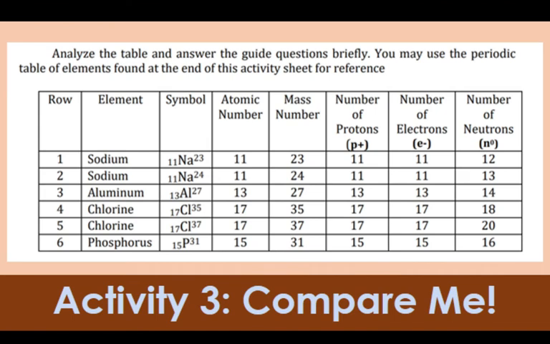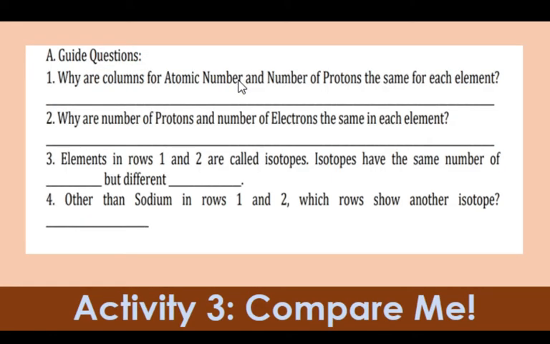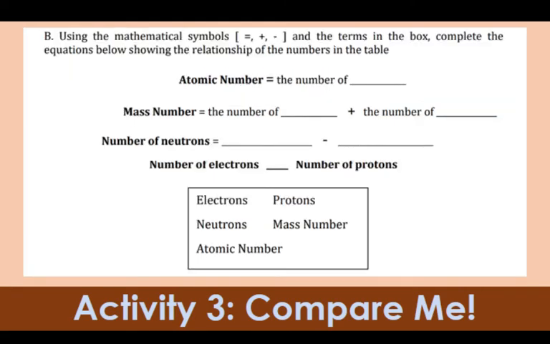The next activity is entitled Compare Me. You have to analyze the table and answer the guide questions briefly. You may use the periodic table of elements attached in your learning activity sheet. Here are the guide questions. For part B, using the mathematical symbols and the terms in the box, complete the equations below showing the relationship of the numbers in the table.